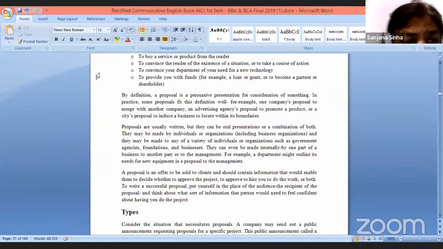And so, by definition, a proposal is a persuasive presentation. Sales document, मैंने आपको लिखवा दिया था. A proposal is a sales document. And another definition, a proposal is a persuasive presentation. What do you mean by persuasive? Convincing. Persuasive presentation for consideration, so that the person will read and consider of something which you have written, of your action plan.